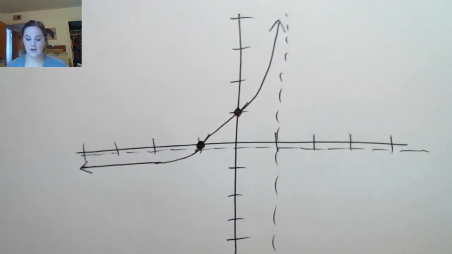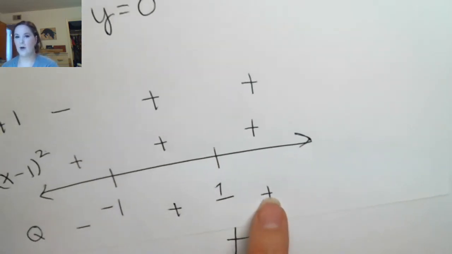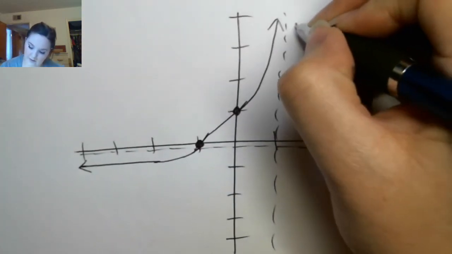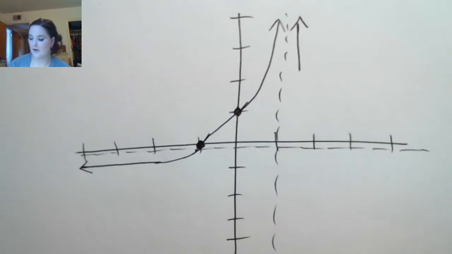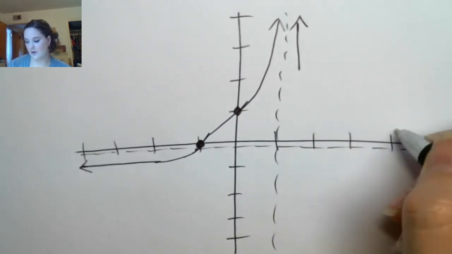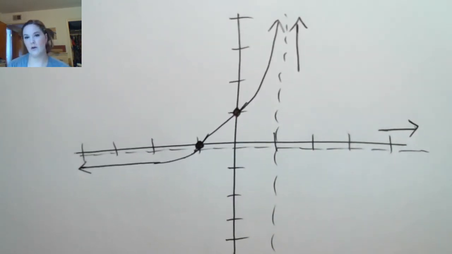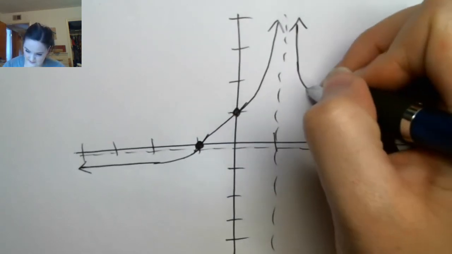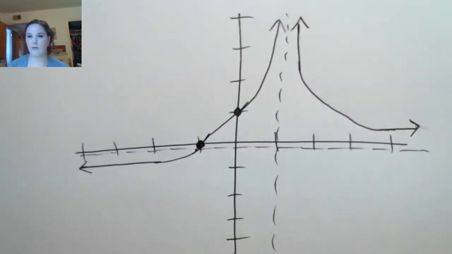Now I'm going to start over after 1. Our graph is still positive, so I'm going to start from up. Then I need to draw it going along here, above, and I'm just going to connect them in a smooth way. So that's what that graph looks like.